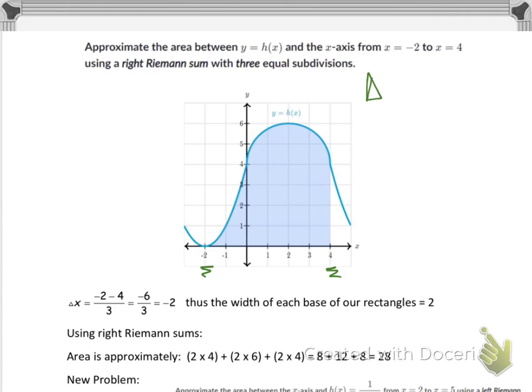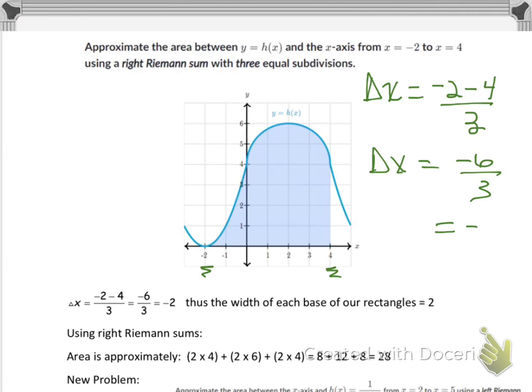And I'm being asked to use a right Riemann sum approximation with 3 equal subdivisions. So to figure out my base, I say my base equals -2 minus 4 over 3 equal subdivisions. So delta x equals -6 over 3. That equals -2, but we really want the absolute value of that. So we're going to go in equal subdivisions of 2. So here's our first, then here's our second, and here is our third. So yes, that will give me 3 subdivisions.